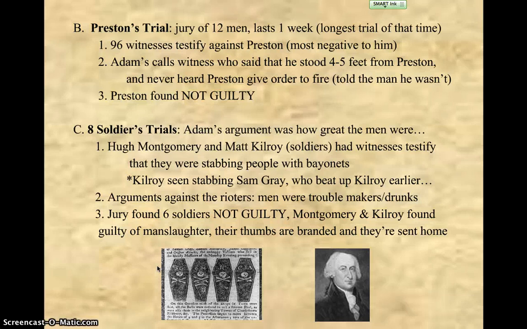You have the jury finding the six soldiers not guilty of anything, and then these two men, Hugh Montgomery and Matt Kilroy, were found guilty of manslaughter, not murder, but manslaughter, and their punishment was their thumbs were branded or burnt with an M on them, and they were sent home to England, which, honestly, if you think about it, was actually not a punishment, but actually a good thing.